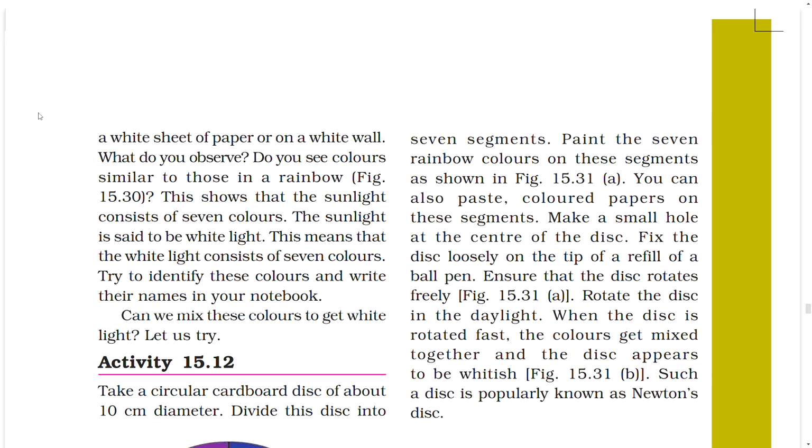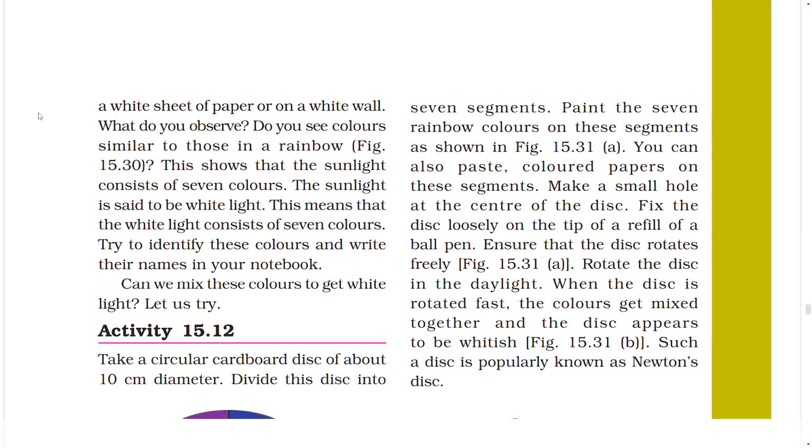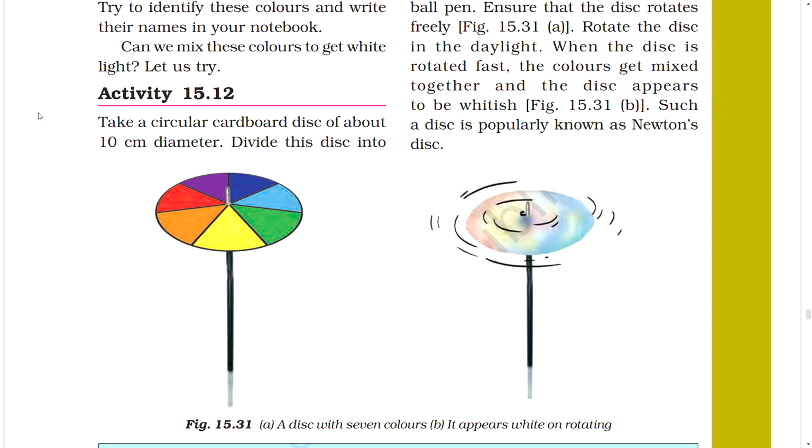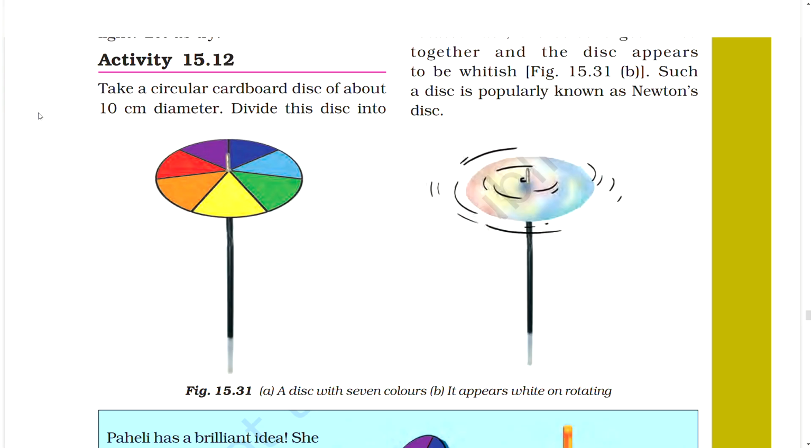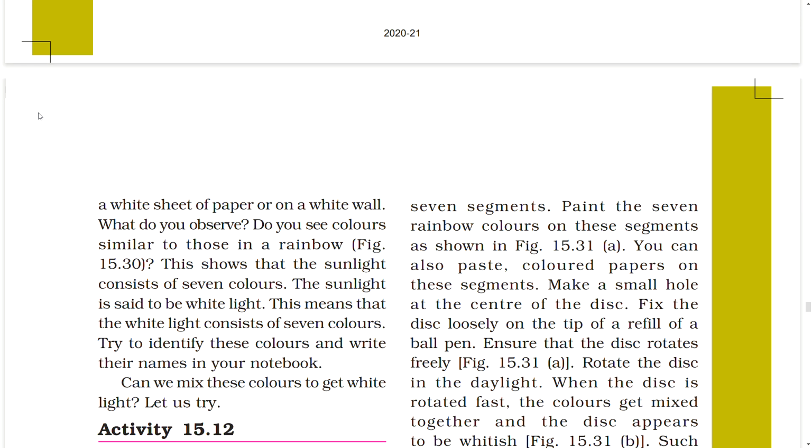Can we mix these colors to get white light? Let us try. Activity 15.12. Do this. Take a circular cardboard disc of about 10 cm diameter. Divide this disc into 7 segments. Paint the 7 rainbow colors on these segments as shown in figure A. You can also paste colored papers on these segments.